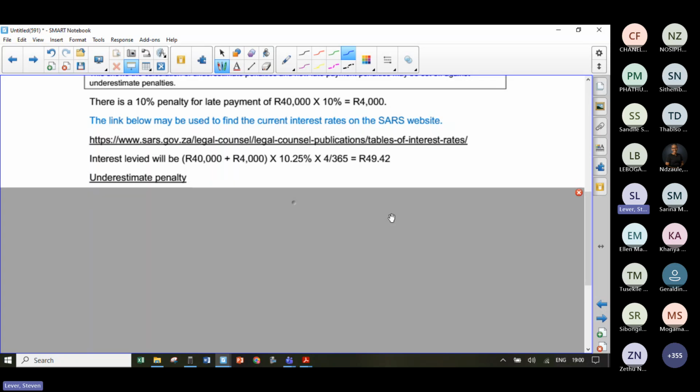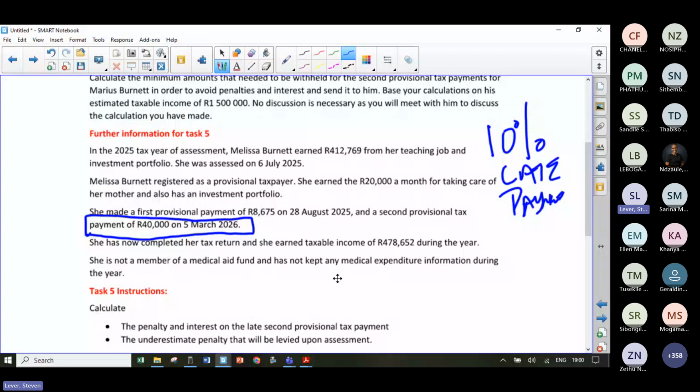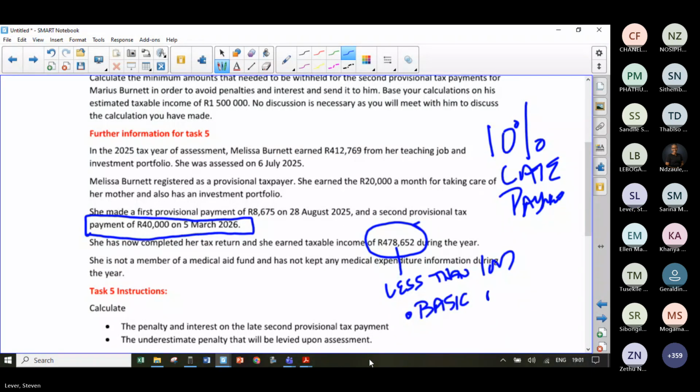So as far as the underestimate penalty is concerned, we're going to say she's completed her tax return and she earned taxable income of 478 during the year. She's not a member of a medical aid fund and has not kept any medical expenses. So guys, we're going to say that is less than 1 million. So for purposes of the penalty, we can either use the basic amount or 90% of actual.